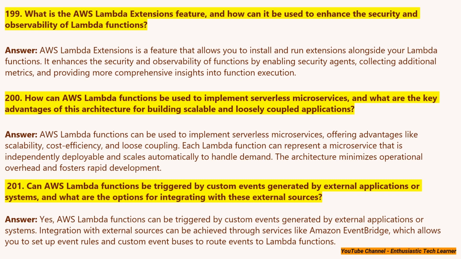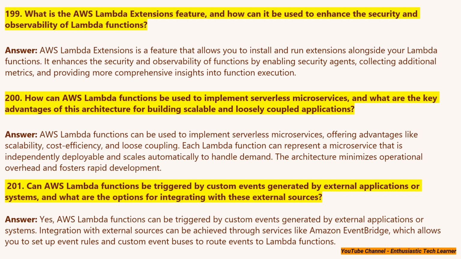into function execution. How can AWS Lambda functions be used to implement serverless microservices, and what are the key advantages of this architecture for building scalable and loosely coupled applications? AWS Lambda functions can be used to implement serverless microservices, offering advantages like scalability, cost efficiency, and loose coupling. Each Lambda function can represent a microservice that is independently deployable and scales automatically to handle demand. The architecture minimizes operational overhead and fosters rapid development.